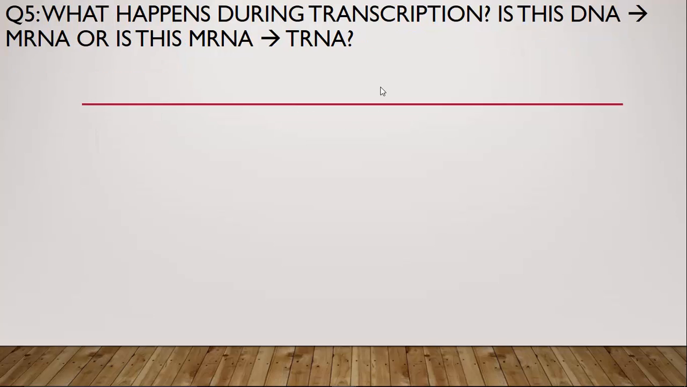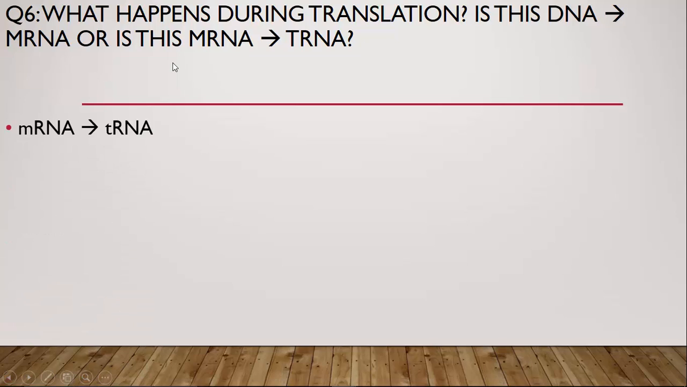Number five, what happens during transcription? Is this DNA to mRNA or is this mRNA to tRNA? Now, we've already talked about transcription, what happens during being transcribed. So this one you should be familiar with, and that's DNA to mRNA. Just so you know, this is correct. It should be a lower case m, and that stands for messenger RNA, which we'll talk about later on. That brings us to number six. What happens during translation? Well, translation happens next. And if you can remember that DNA to mRNA is transcription, then that means mRNA to tRNA will be translation.